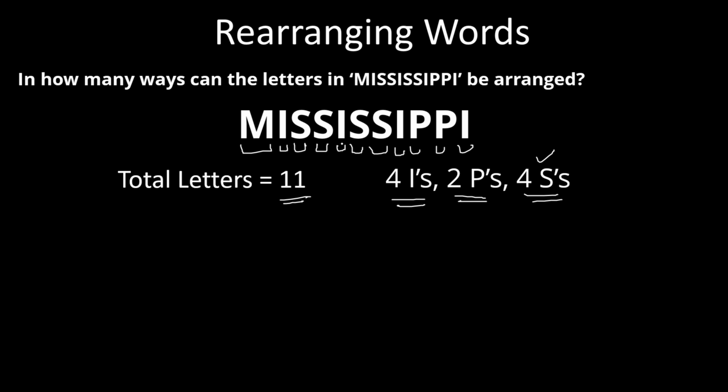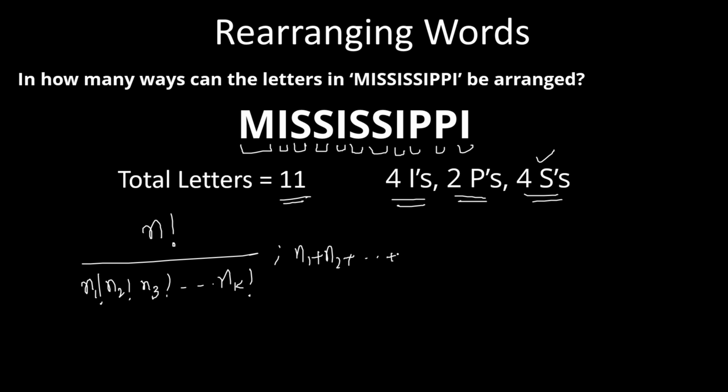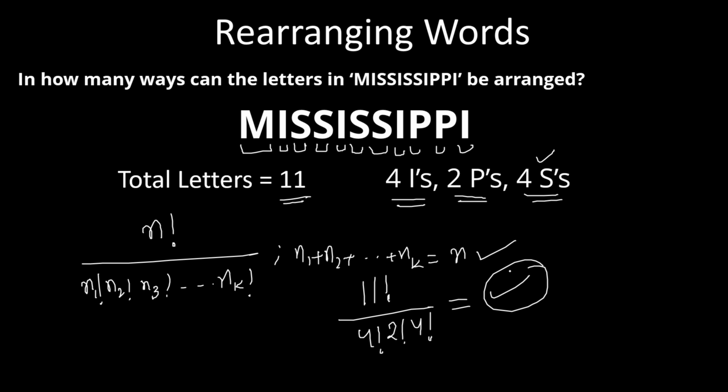As you saw, in order to find out the total number of permutations of this kind of words, we use the multinomial coefficient, which is given by n factorial divided by n1 factorial, n2 factorial, n3 factorial, and all the way up to nk factorial, such that, very important, n1 plus n2 plus all the way to nk add up to n. This is important. Similarly, we will follow the same rule. We will write 11 factorial divided by 4 factorial, 2 factorial, and 4 factorial. Whatever this gives us will be our answer. I'm not going to calculate it, I do not really know the answer right now, but you can do it easily. This is how you're going to solve any problem with rearrangement of words.